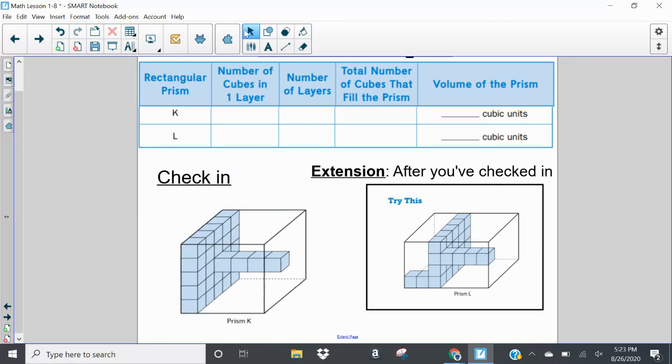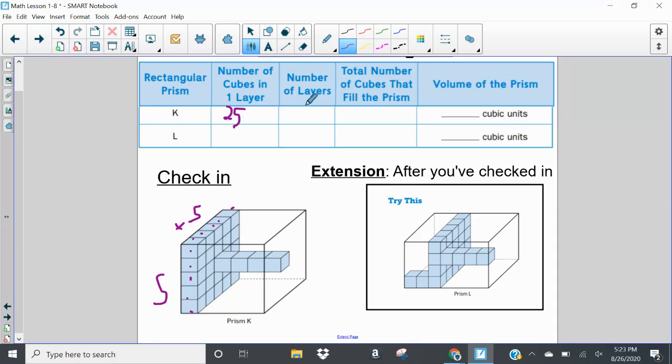All right? Here we go. What's that one layer that we see? Do the length and width. 1, 2, 3, 4, 5. By what? 1, 2, 3, 4, 5. What's 5 times 5 equal? That's right. There's 25 total cubes in that one layer.